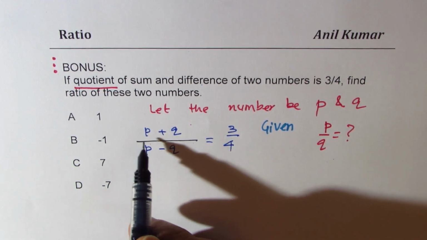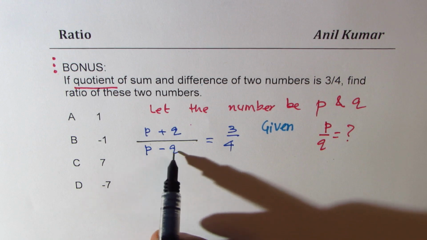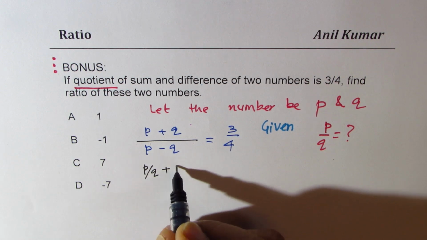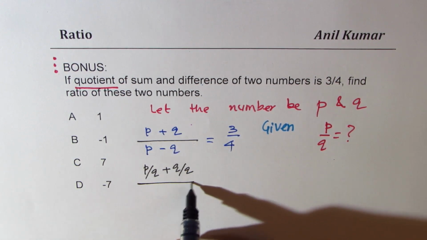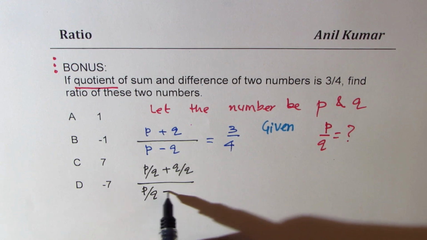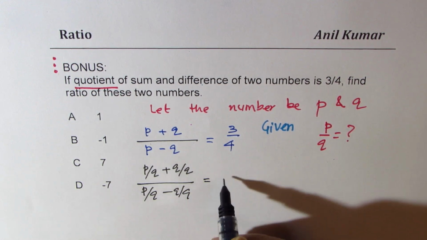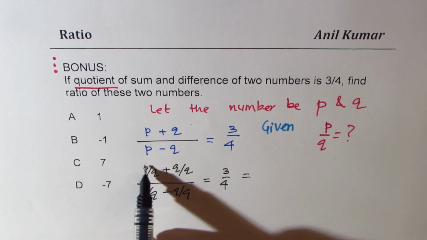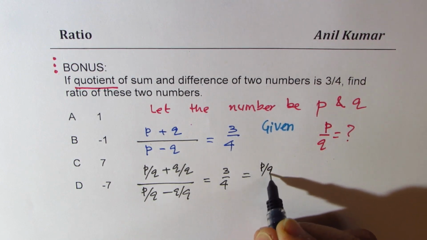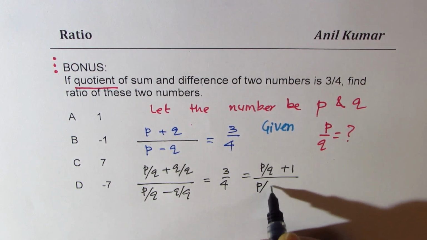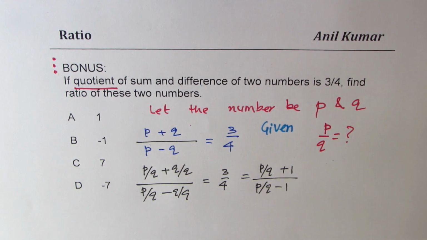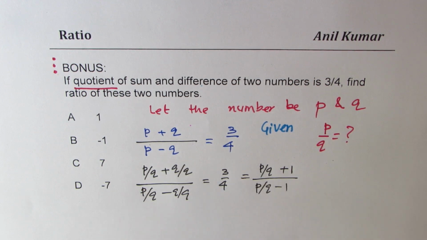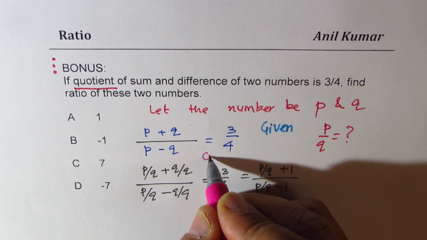So what we will do here is that P plus Q, I will divide everything by Q. Since I want P over Q, so I get P over Q plus Q over Q. It is 1, right? So we get P over Q minus Q over Q, which is 3 over 4. We know that, correct? Now, you can see we are interested in P over Q, right? So what we have here is P over Q plus 1 divided by P over Q minus 1. You get the idea, right? Since we are interested in P over Q, we'll keep it as such and cross multiply, right? So at this stage, we'll cross multiply.